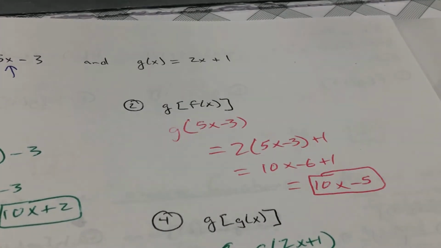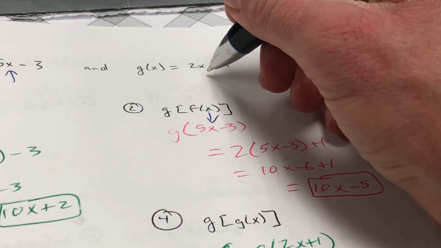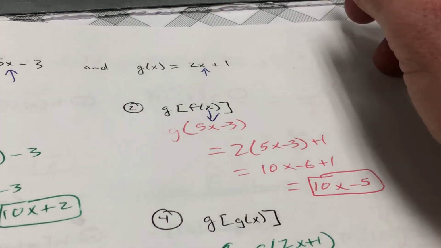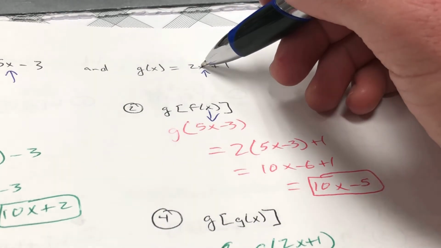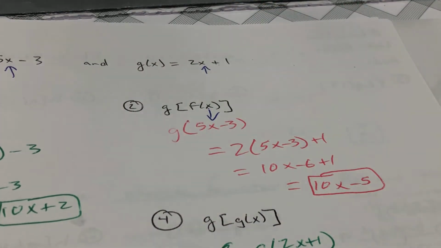So number 2, g of f of x. Well, I know f of x is this. And I'm going to plug 5x minus 3 in for x right there. So 2 times what I'm plugging in for x plus 1. And I'm left with 10x minus 5.